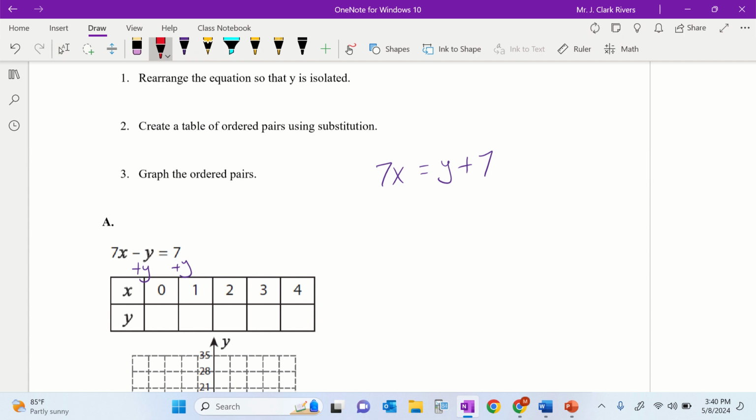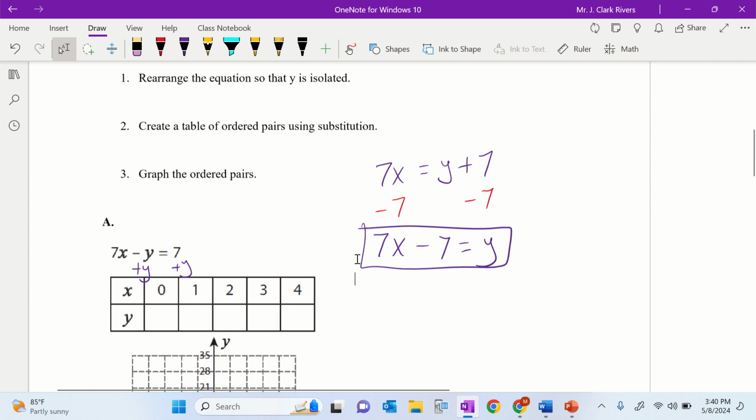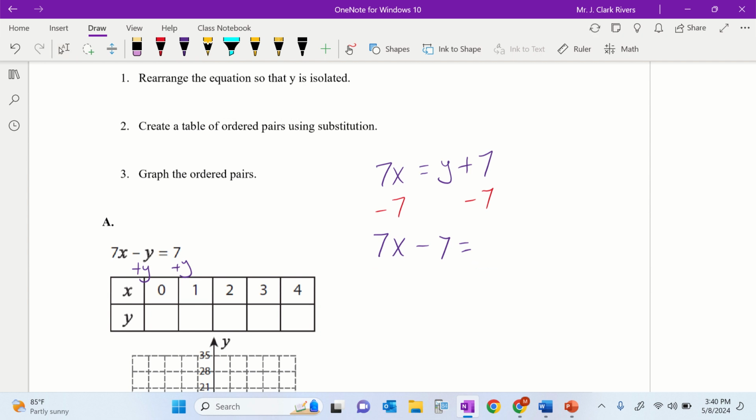Then I've got to move that 7 to the left side. So we're going to subtract 7, and we get 7x minus 7 equals y. So there you go. That's the equation we're going to use. I have isolated y. Pause the video now and do the same thing if you haven't done that already. Once we have that, I'm actually going to rearrange it so the y is on the left side. Just looks a little bit neater for some reason. So y equals 7x minus 7.